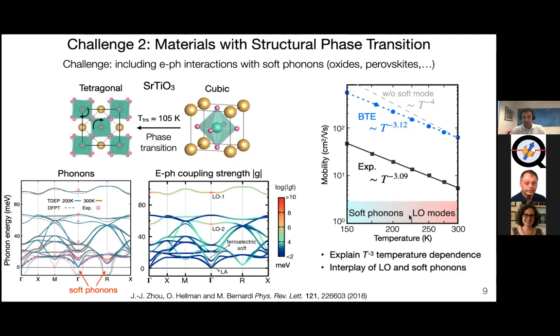And we've been able to show unambiguously that this temperature trend is due to a combination of scattering with the LO phonons near room temperature and with the soft modes at lower temperatures. You see, if you don't include the soft modes, the temperature trend is entirely wrong. So this is an example of how these methods can truly shed light on the microscopic mechanisms. Now, as you see here, our calculation, which is based on the Boltzmann transport equation, gives a mobility that is still an order of magnitude greater than experiment.